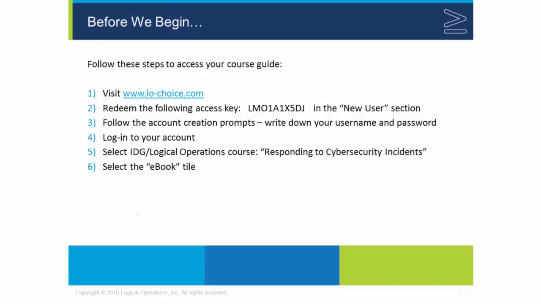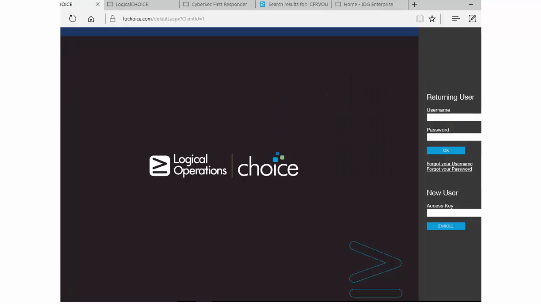Before we go too far, I'd like you to be able to get access to the course materials, so if you'd like to open up a web browser to www.lo-choice.com, you'll be able to create a user account for yourself to gain access to those materials. In order to do this, you will need the access key that is displayed on this slide. You may want to write that down. It is capital LMO 1A 1X 5DJ.